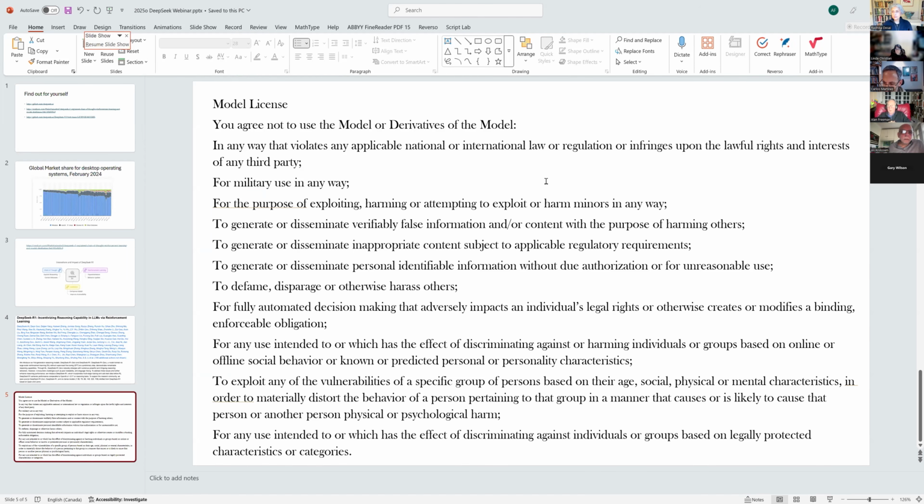If you use this model and you violate any of these, you're in breach of the contract, even though it's open source. So the product itself, in a certain sense, embodies its own morality. That's something that I think is an important feature of what is now going on.